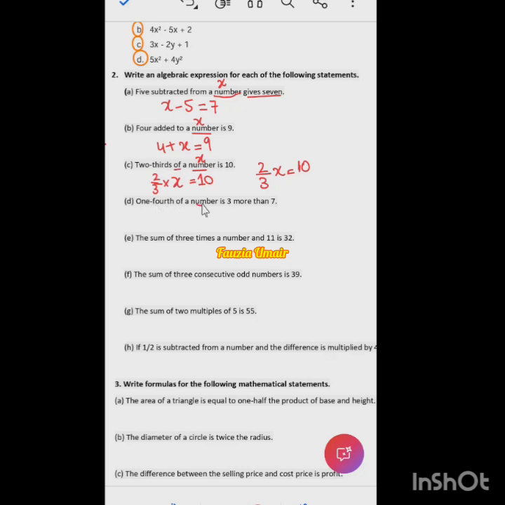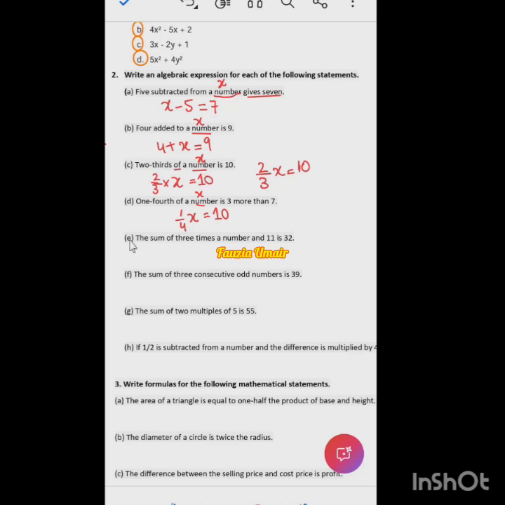So 1/4 of a number. So let's assume this number is x. 1/4 of x. So 1 by 4 multiplied by x, that's right. 1/4x is 3 more than 7, is equal to 10. Very good.